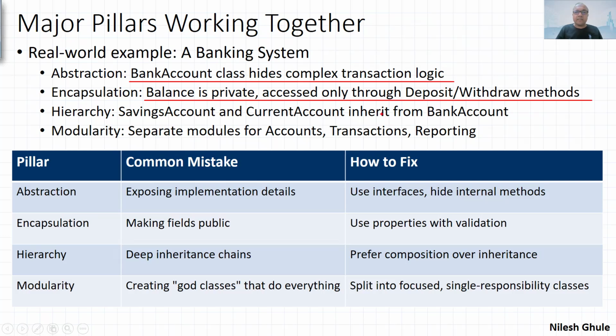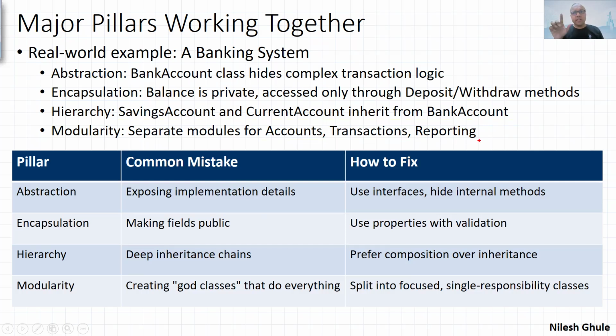Then there is hierarchy. You can have a savings account and a current account. These are the types of account where you can talk about an is-a relationship. And then modularity, where you can have a separate module for account management, or a separate module for transactions, or a separate module for report generation.